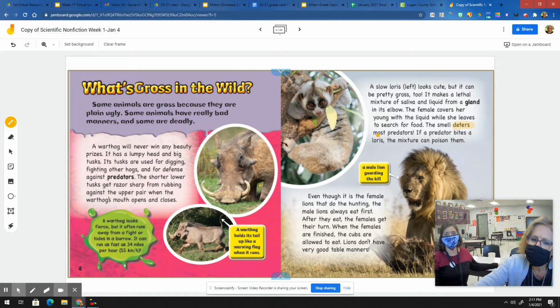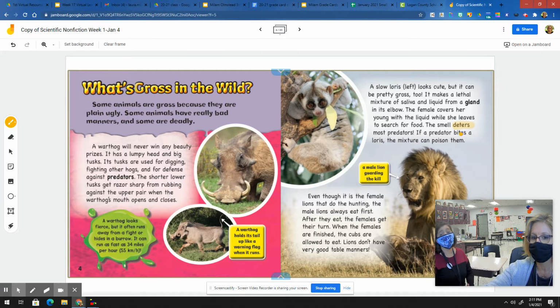The smell deters most predators. And okay, let's think. I know what a predator is. A predator is if I am the animal and Miss Milam, I'm going to eat her. I'm the predator, and she's the prey. And it also says that they're using saliva and they cover their young. So she's doing this, I can just infer, to protect her young. And so by covering her young with this saliva that makes a smell, her objective would be to keep the predators from eating her young.